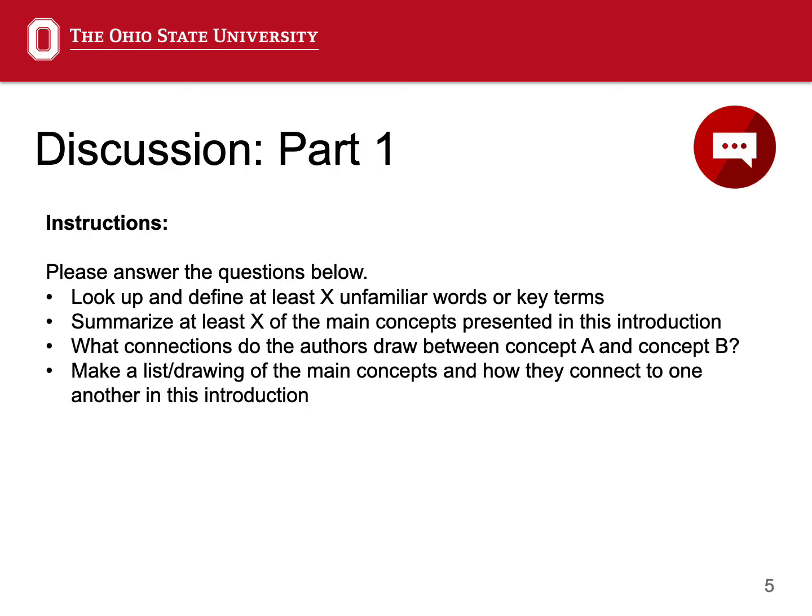First, students read the introduction of the paper. In the first discussion post, they are required to either look up and define unfamiliar words and key terms, summarize the main concepts, draw connections between different concepts, or make a list or drawing of the main concepts and how those concepts connect. Instructors can choose to specifically ask one of these questions or give students the option to answer the question that would be most useful to them in understanding the introduction.